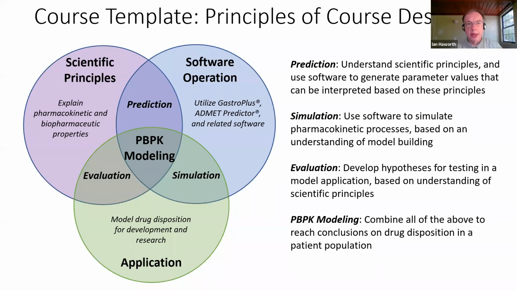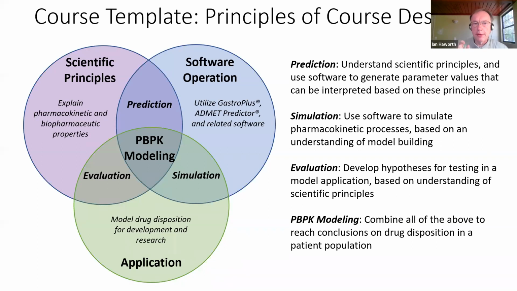So the way we look at this is each overlapping pair of circles in this Venn diagram can be independent. So we can teach scientific principles, and we did to some extent in the course. And then we can have the students do basic software operation, predict parameters for things like pKa, solubility, and so on. We'll get to that on the next slide. And then understand the predictions based on those principles.